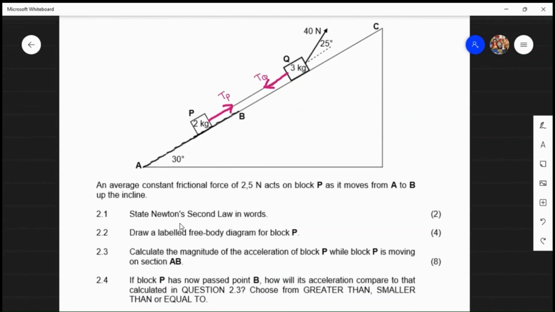State Newton's second law of motion, which states that when a net force is applied to an object of mass, the object will accelerate in the direction of the net force. This acceleration is directly proportional to the net force on the object and inversely proportional to the mass of that object. Next, we have question 2.2. Draw a labeled free body diagram for block P.